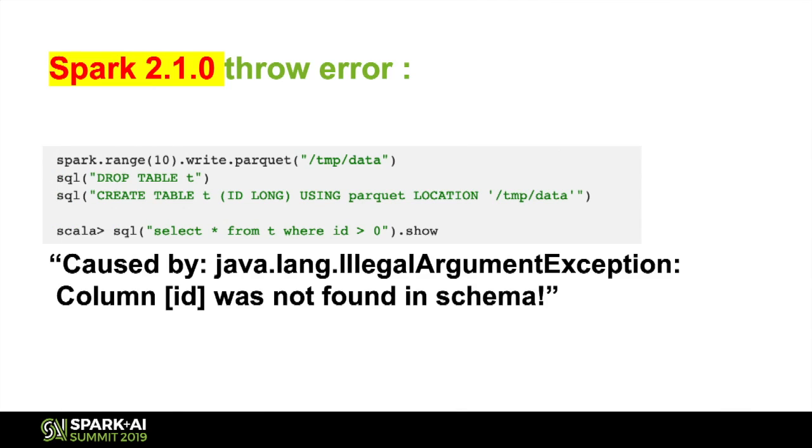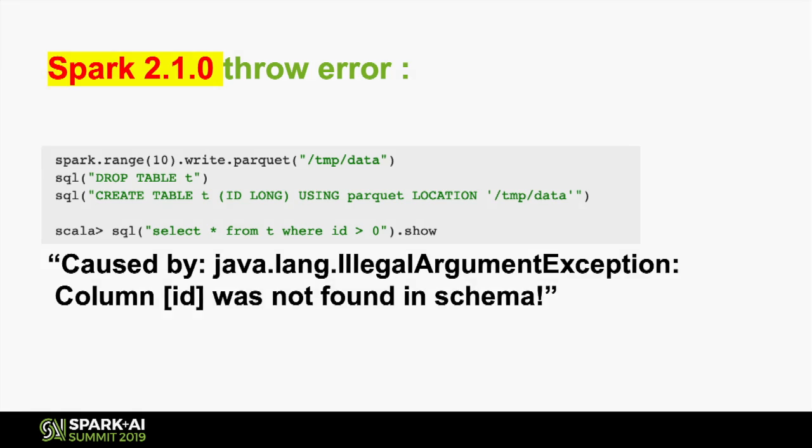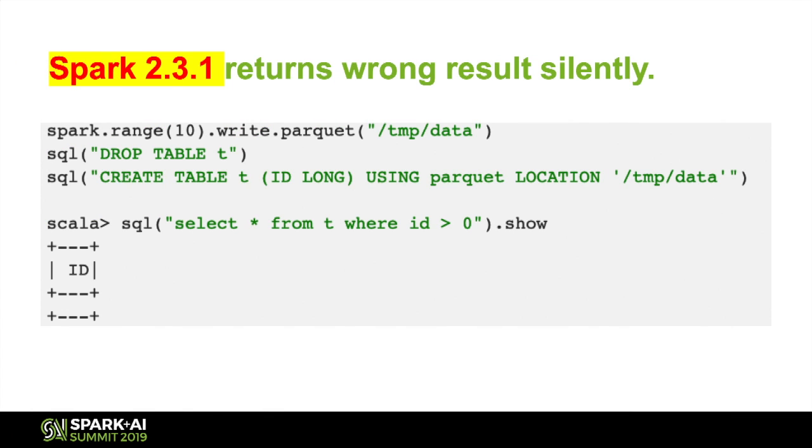For example, in Spark 2.1, it will throw an error if we create a table with an ID column in uppercase and store it in Parquet format, then do a selection with a lowercase ID column and a filter on that. Well, on Spark 2.3, it will silently return unexpected empty results. We have reported this issue to the community to align the behavior, and this issue has been fixed in 2.4.